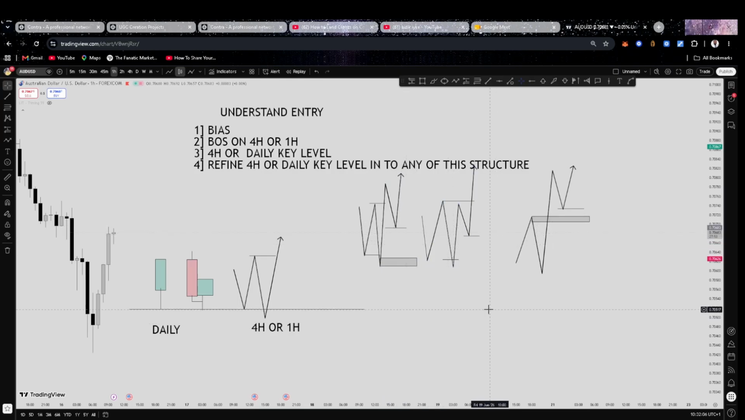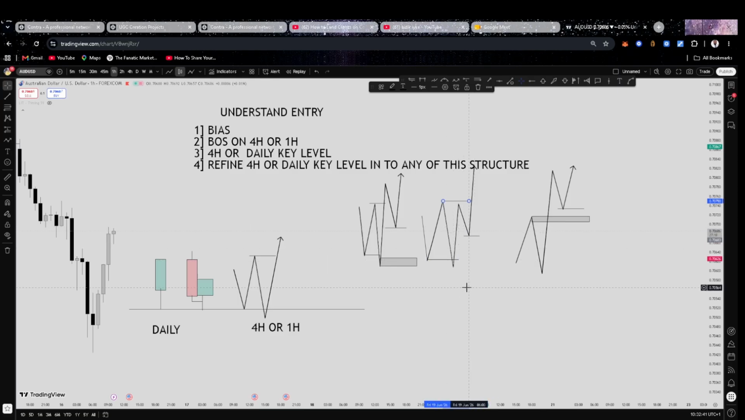And the second structure, structure type 2, is you need to have a sweep of liquidity, and the market will engineer an internal liquidity. The market will engineer internal liquidity before breaking structure to the upside. This will act as a liquidity, and you automatically have a key level below this liquidity. This is structure type 2.